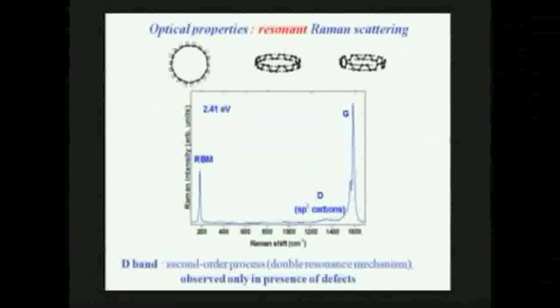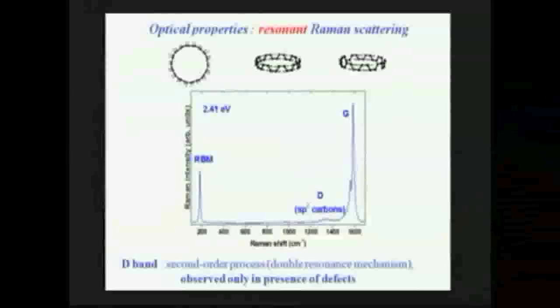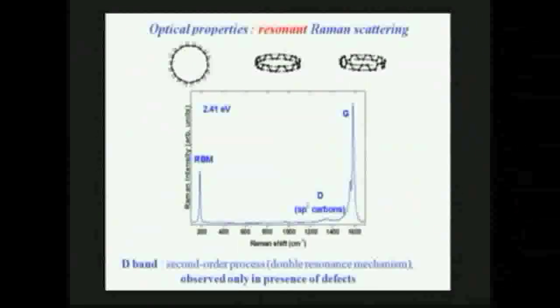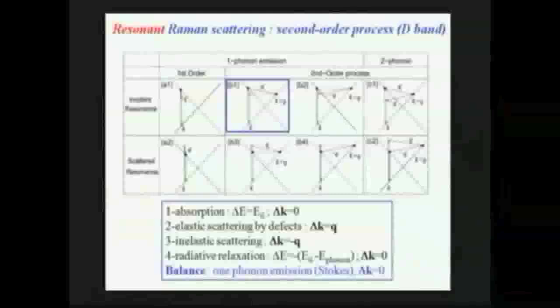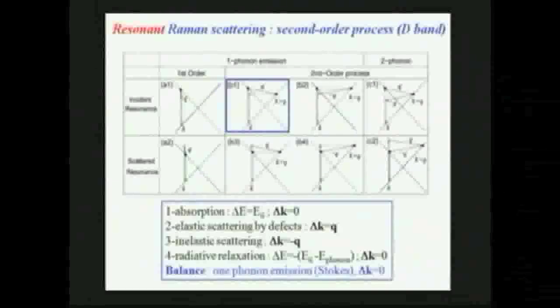It's not mandatory to understand that to use the D-band to characterize nanotubes, but it's interesting to know where this D-band comes from. Actually, it comes from what we call a second-order process, or a double resonance mechanism. I will just show you one slide on that, just to explain why we observe such a band. So here, these are sketches which explain the resonant Raman phenomena.